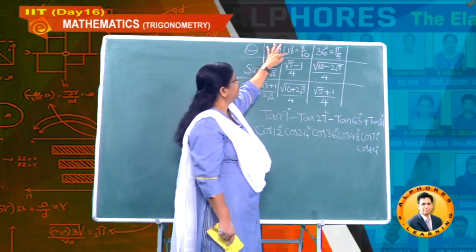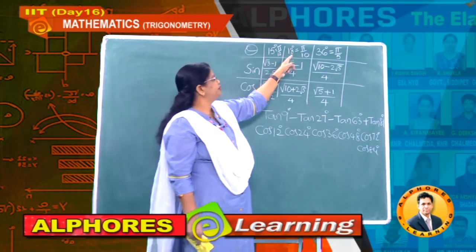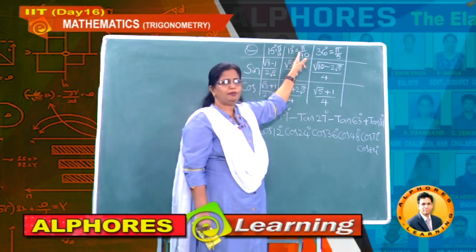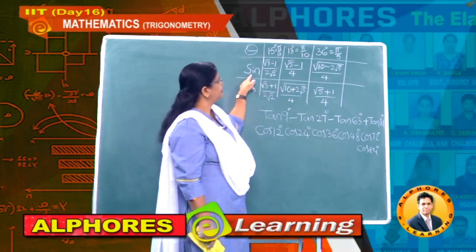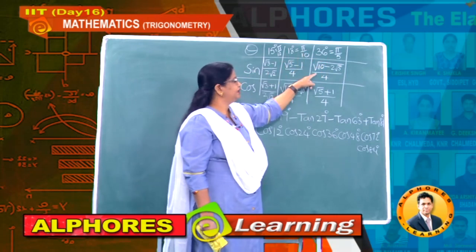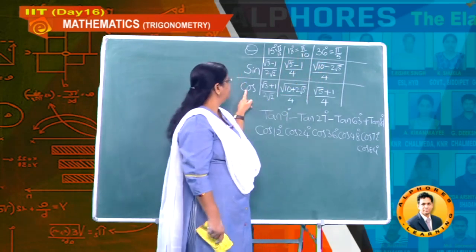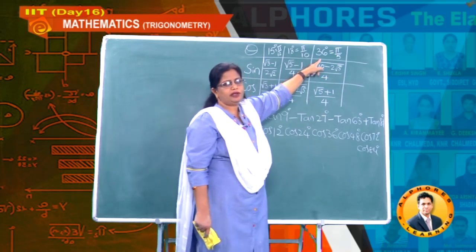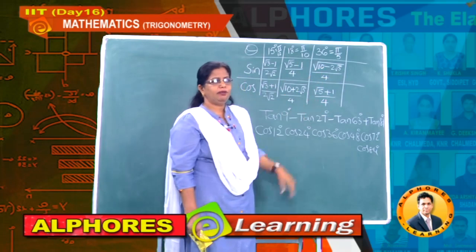36 means 2 into 18 degrees, which means 2 into pi by 10, which is nothing but pi by 5. Therefore sine pi by 5, or sine 36 degrees, is under root of (10 minus 2 root 5) by 4, and cos 36 degrees, or cos pi by 5, is (root 5 plus 1) divided by 4.